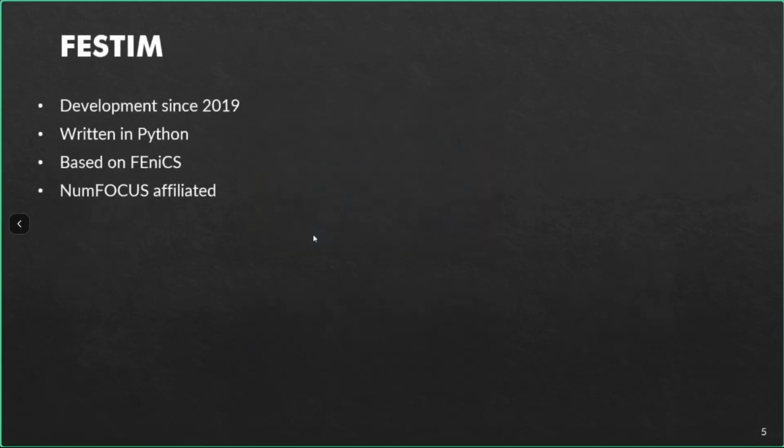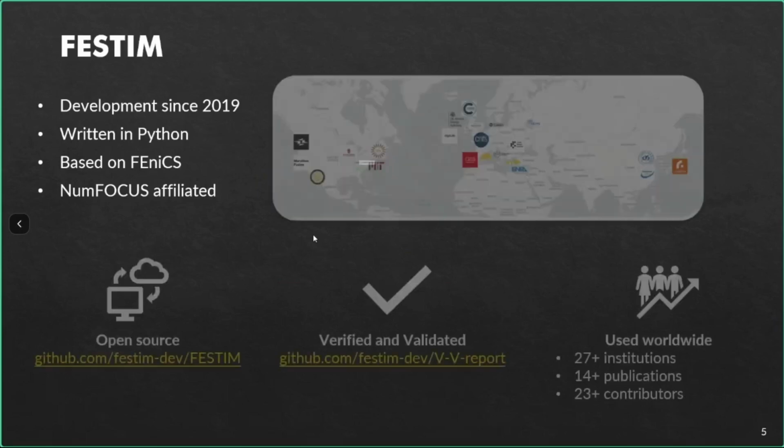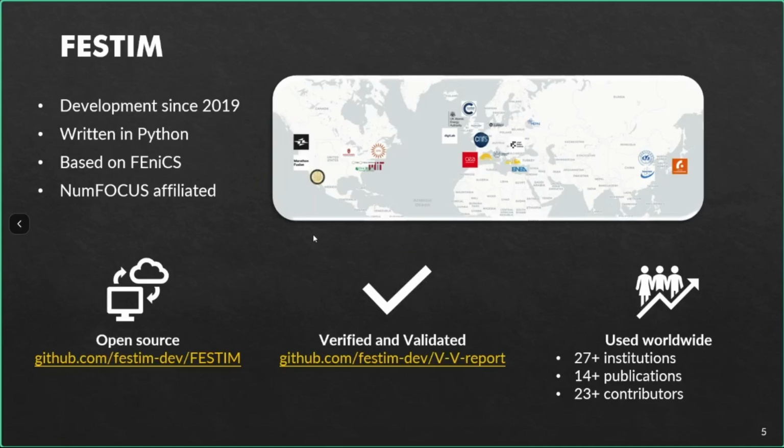FESTIM has been under development since 2019. It's fully written in Python, making it very user-friendly. It uses the FEniCS library to solve partial differential equations. And since 2024, the FESTIM project is NumFOCUS affiliated. The most important part of FESTIM is its open source nature, and the code has been verified and validated to prove its reliability to the users, and currently it's used worldwide in more than 27 different organizations.